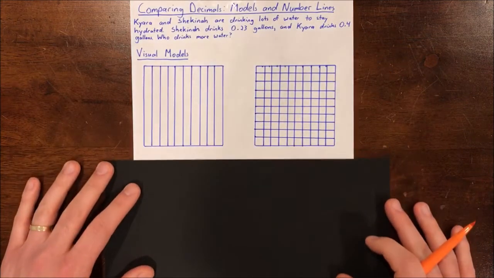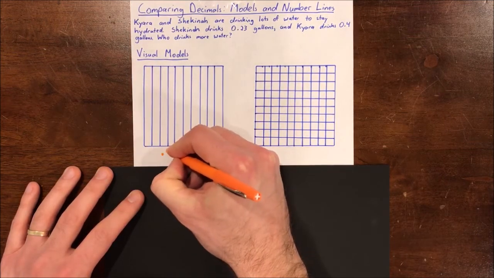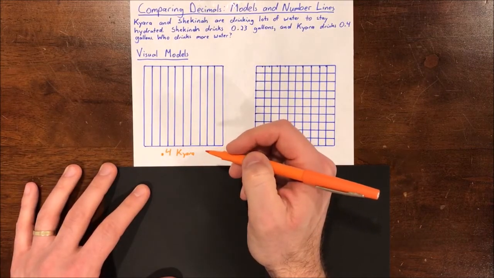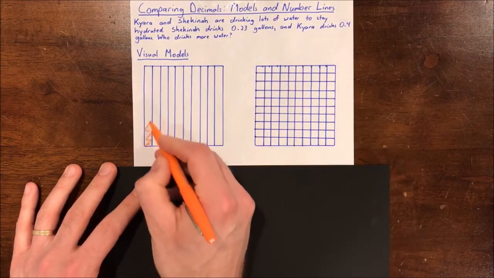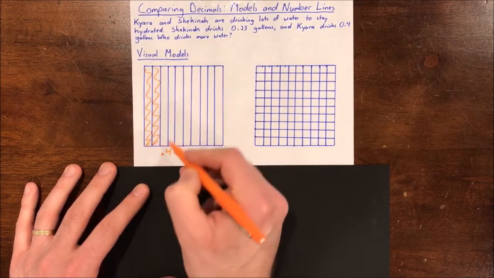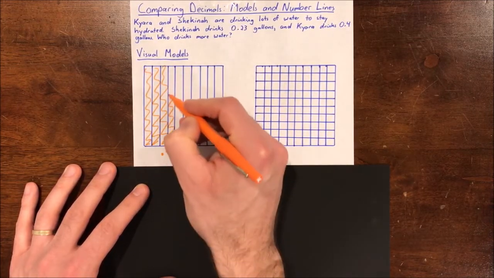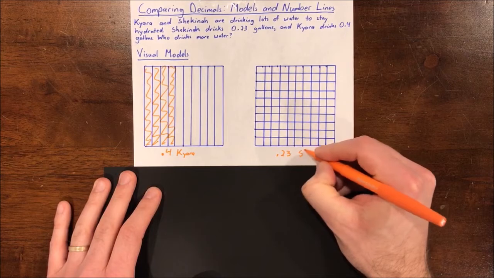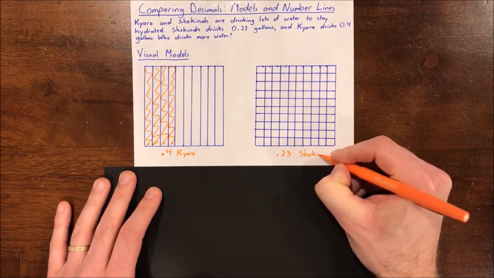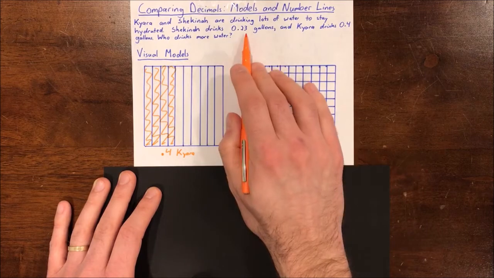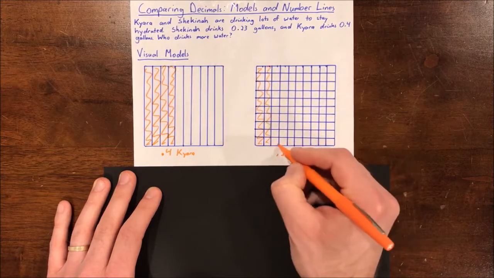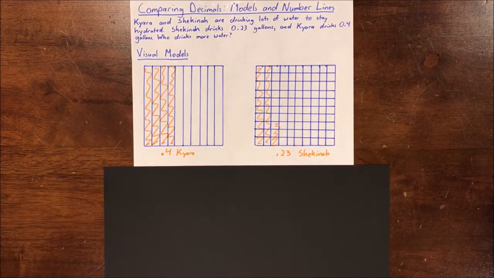Right. So we could start by shading 4/10 on a tenths grid for Kiara, because in the story she drinks 4/10 of a gallon. And then we could shade 23/100 for Shekinah, because in the story she drank 23/100 of a gallon of water. So who drank more? How do you know? Say it out loud.